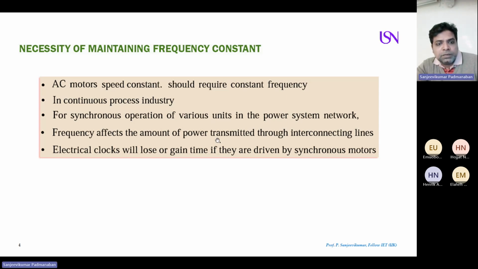It has to be noted the frequency can be affected because of the power transmitted between interconnecting lines. When the bus bars are interconnected, there is a greater opportunity to affect the frequency in larger margins. So we have to have a dedicated controller which is able to control the frequency at a fixed margin.